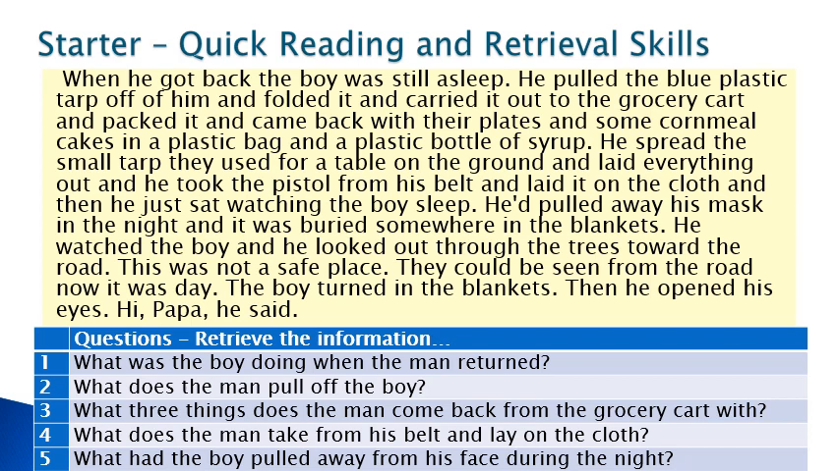What does the man take away from his belt and lay on the cloth? He takes a pistol from his belt. And what has the boy pulled away from his face during the night? It's a mask covering his face. So if you've got those 5 answers there, this is a test for the kind of skill that you'll use on paper 1, question 1, where you're just retrieving information quickly. So give yourself a mark out of 5 for the correct answers that you got there.